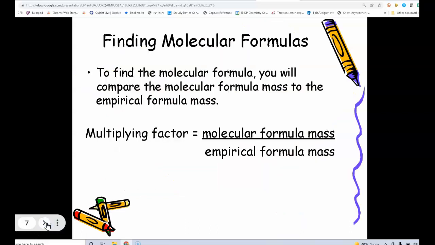Okay, so how do we find a molecular formula? To find the molecular formula, you will compare the molecular formula mass to the empirical formula mass. So we are going to take the molecular formula mass and divide it by the empirical formula mass. This will give us the multiplying factor that is going to increase the empirical formula back up to its molecular formula. So let's take a look at an example of this so you can see what this looks like.